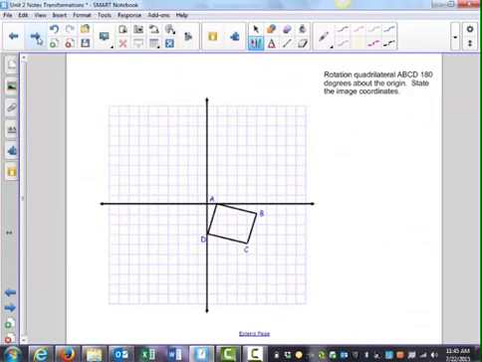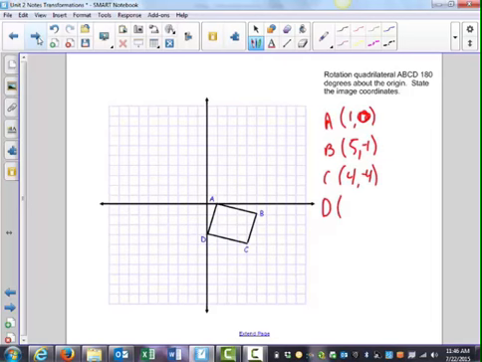All right, so again, rotate 90 degrees about the origin, state the image coordinates. All right, so again, here we go. We're going to start with the A. We got to write the original points first before we can continue on. So we have 1, 0. We have, looks like 5, -1. And then we have 4, -4. And D is 0, -3.